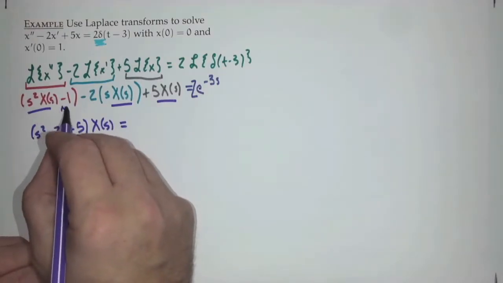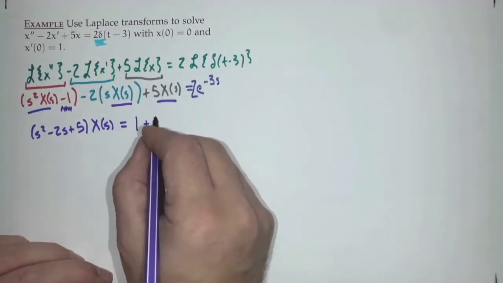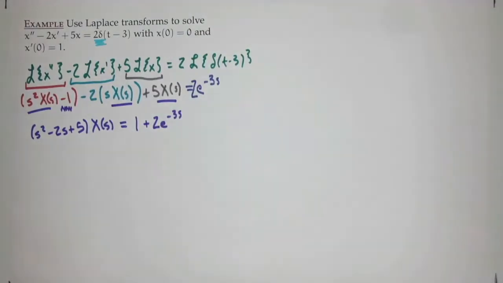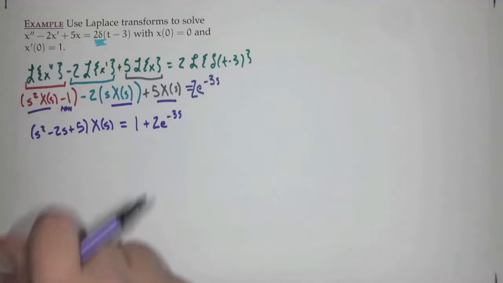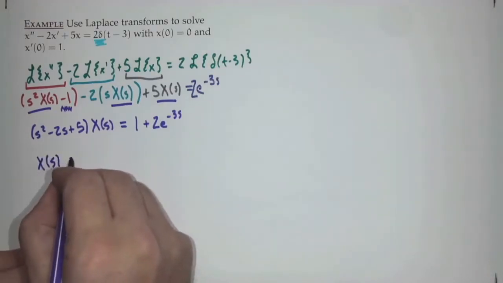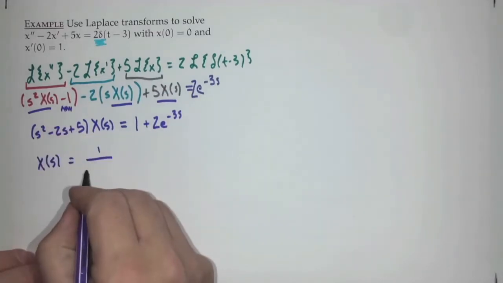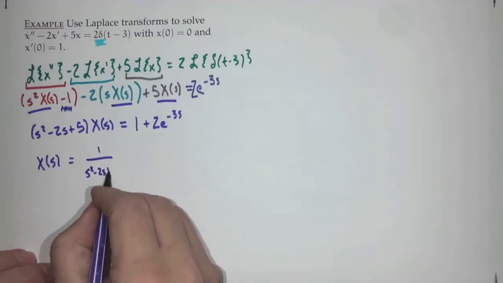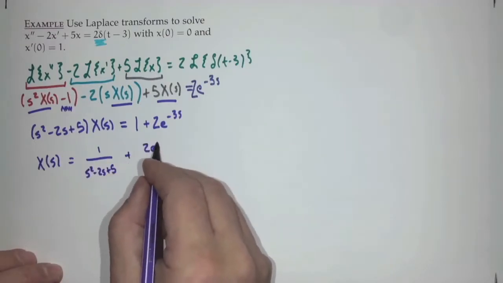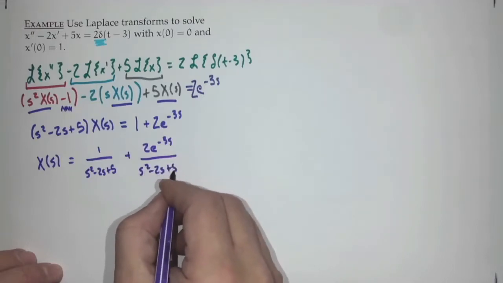Yeah, don't forget about that 1 there. Move it to the other side. Isolate 1 plus the 2e to the minus 3s. Okay, and we're solving for x of s. So we've got to get the x of s by itself. I'm going to divide each piece by this part. So 1 over s squared minus 2s plus 5 plus 2e to the minus 3s over s squared minus 2s plus 5.